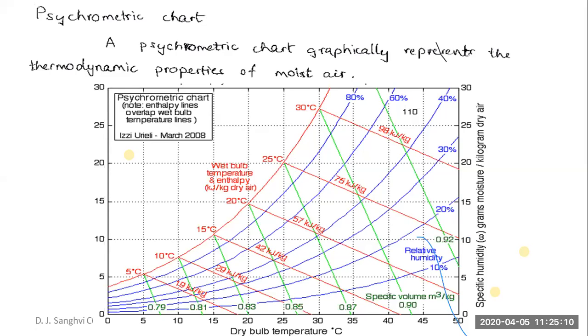Okay. These blue lines that you see, they are your relative humidity lines. So as we go towards the left of the chart, the relative humidity goes on increasing till you reach the end that represents a 100% relative humidity line. And the green ones are your specific volume lines in meter cube per kg.